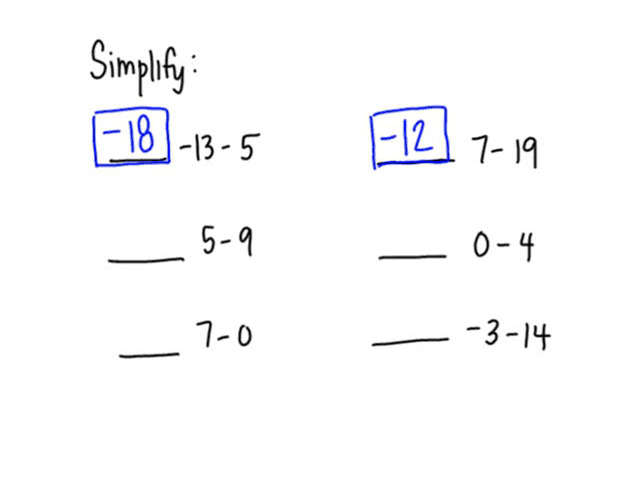The next problem is 5 minus 9. Those have different signs. Different signs tell you to subtract. So 9 minus 5 would give me a 4. Remember to take the sign of the larger, that would be a negative 4.